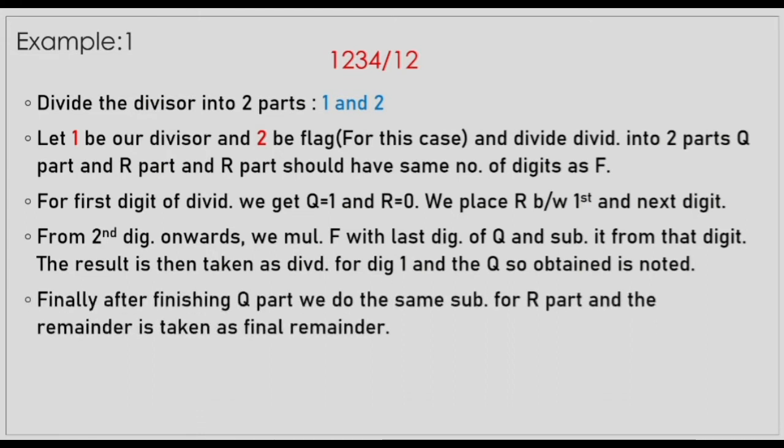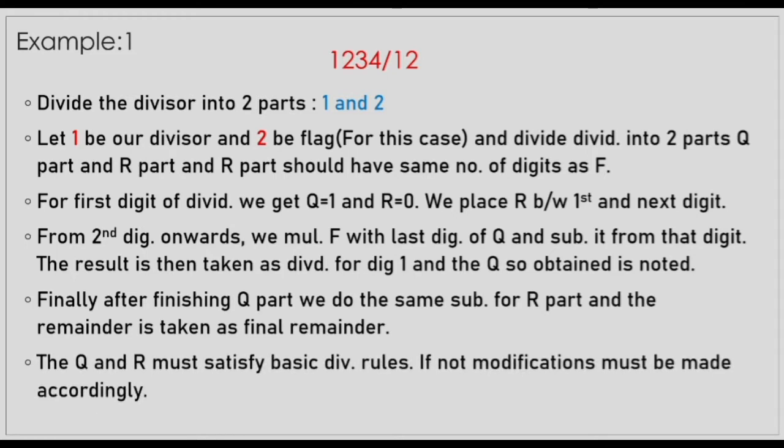Finally, after finishing the Q part, we do the same subtraction for the remainder part, and the division process is not included there. So the remainder is directly calculated and is taken as the final remainder. The quotient and the remainder, that is Q dash and R dash respectively, must satisfy the basic division rules. If not, modifications must be made accordingly.